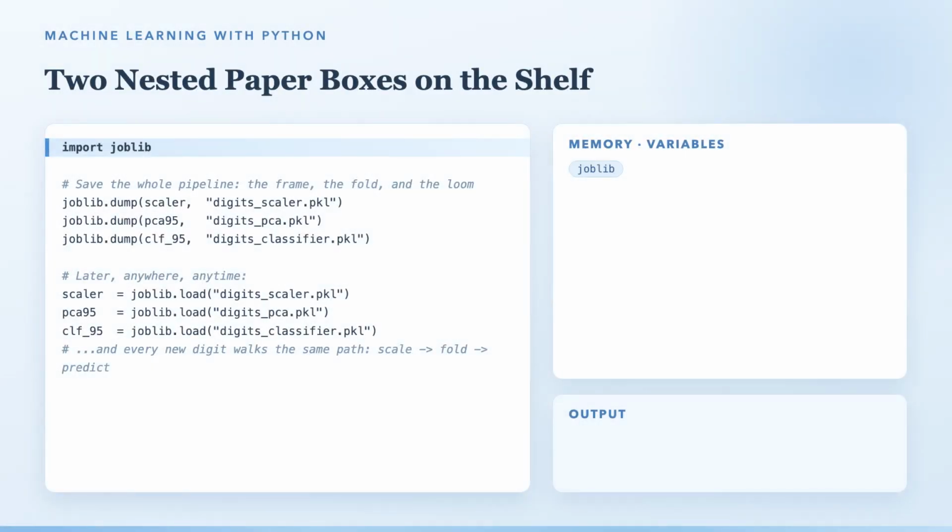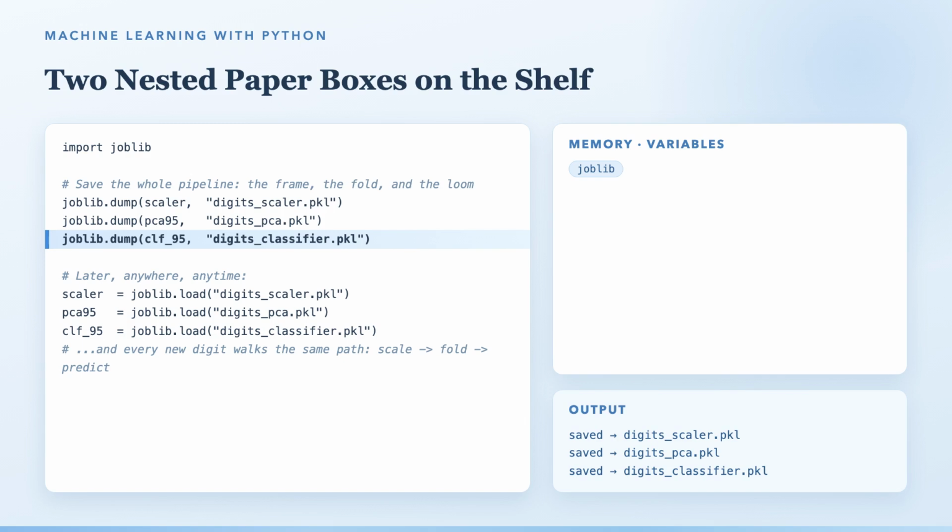Time to put our work to rest. 3 gentle dumps. The scaler, wrapped first, because scaling always comes first, then the fold itself, the PCA, into its own paper box, then the loom, and the boxes nest, one inside the other, the way the steps nest in the pipeline. Whoever opens this parcel next month, or next year, will have exactly what we have now, the frame, the fold, the loom. Onto the shelf it goes, beside all its old friends. 3 saves, 3 loads. Let's walk them gently.